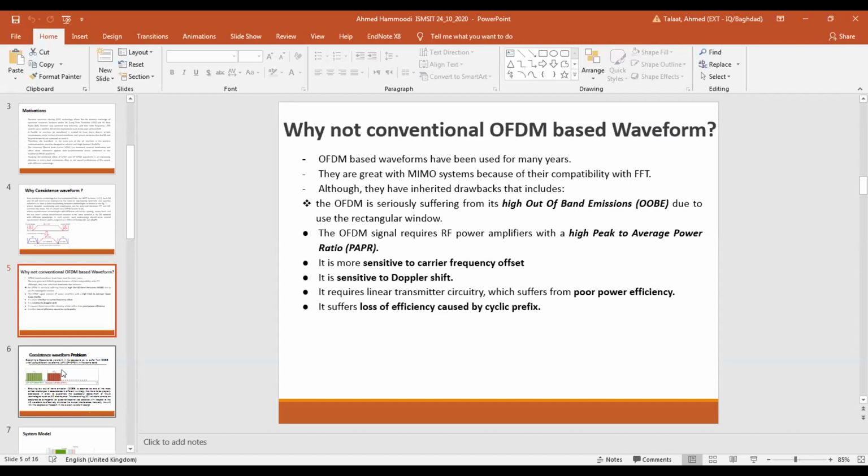The last limitation: CP-OFDM uses the cyclic prefix. This affects the spectral efficiency. It means that we will lose spectrum.